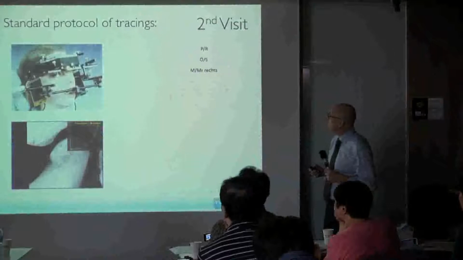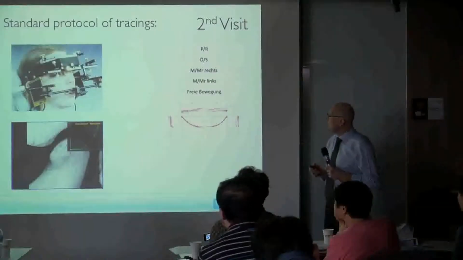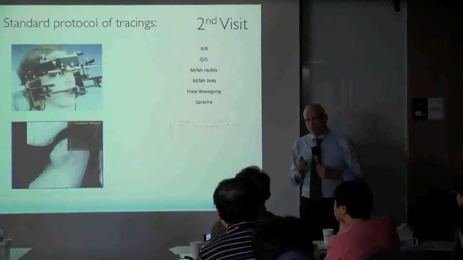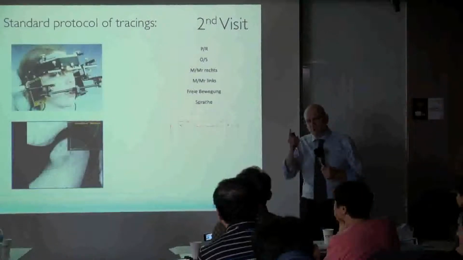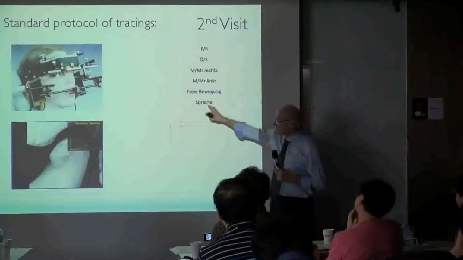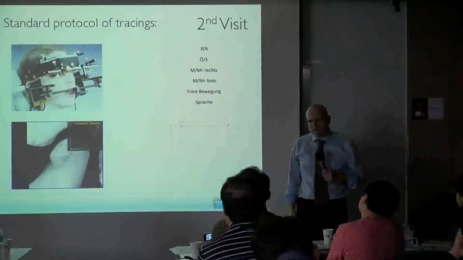Okay, open, close, medial protrusion. We trace the free movement. But most important, first we make the border movements: open, close, protrusion, medial protrusion, left and right. But then we have to evaluate the functions.